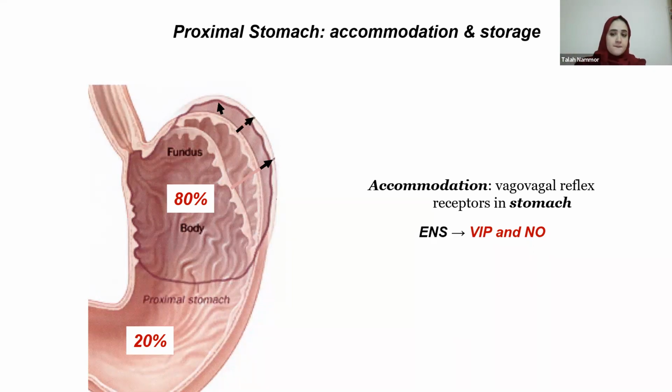Okay? Is this clear? Both of them are the same pathway, but the only different thing is that in receptive relaxation, it's initiated by the pharynx. In accommodation, it's initiated by the stomach. Okay?